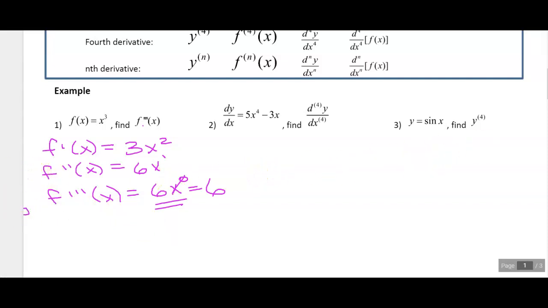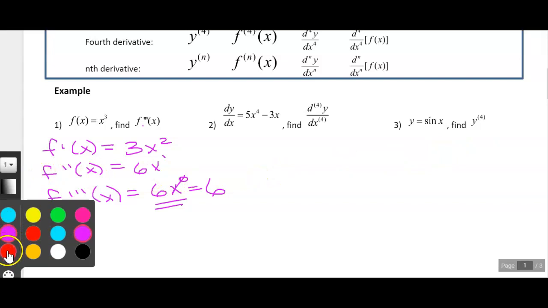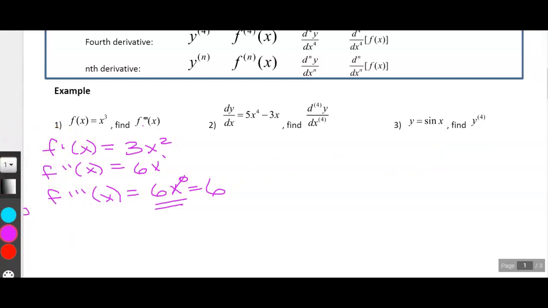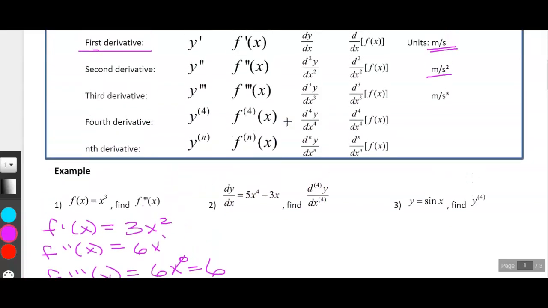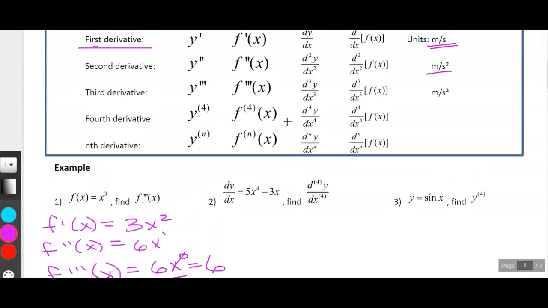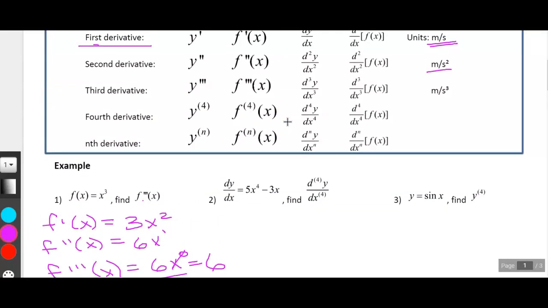So I just want a different color. Let's do red. So we want the fourth derivative. So I'm going to write this as, if you want to change the notation, you're welcome to. Otherwise, let's look up here, and we just put the 2's. So notice they're going to actually start with the first derivative, okay?